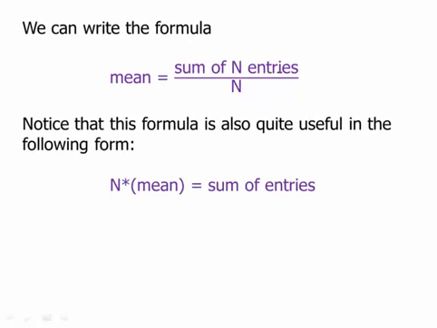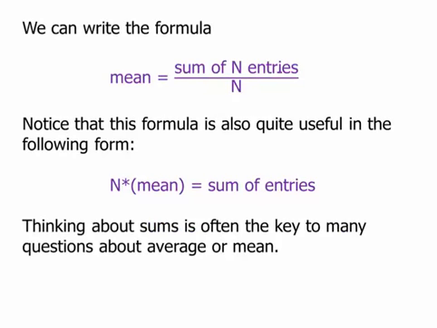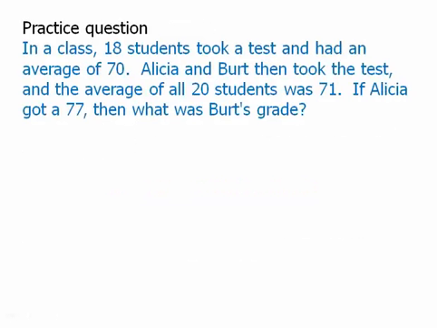Notice that this formula is also quite useful in the following form. If we just multiply both sides by n, we get n times the mean. In other words, the number of people on the list times the mean has to equal the sum of the entries. Thinking about sums is often the key to many questions about average or mean. So this second form, it's really underappreciated how powerful it is. For example, here's a practice question. Pause the video and then we'll talk about this.